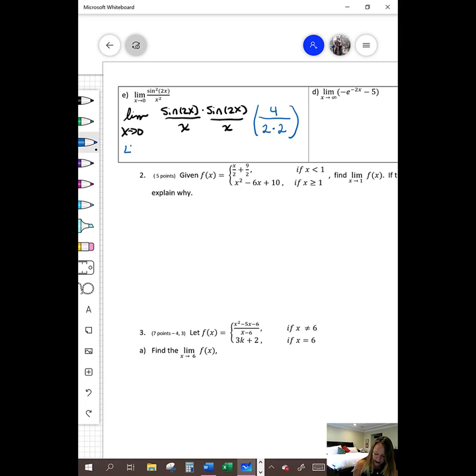So this is the same thing as 4 times the limit as x is approaching 0 of sine of 2x all over 2x times sine of 2x all over 2x. Taking a limit of a product is the same thing as a limit of each factor. And so this is going to 1 and 1 times the 4 in front. So this is equal to 4.